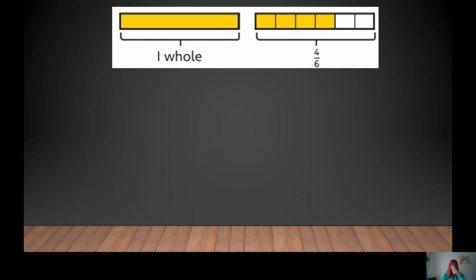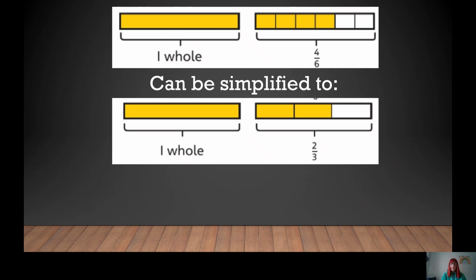With that in mind, it asks, if you just cast your mind back, how would you simplify 1 whole and 4 sixths? Well, I need to find a common factor, a factor that goes into 4 and 6. Well, I know that 4 is divisible by 2. I know 6 is also divisible by 2. So a common factor of 2 would then simplify 1 and 4 sixths into 1 and 2/3.